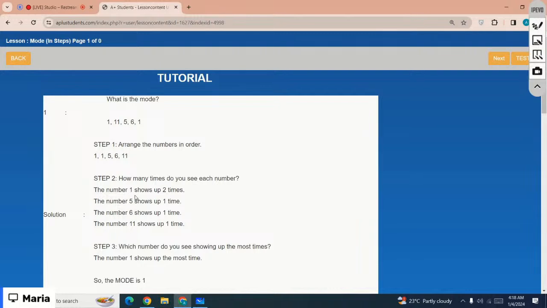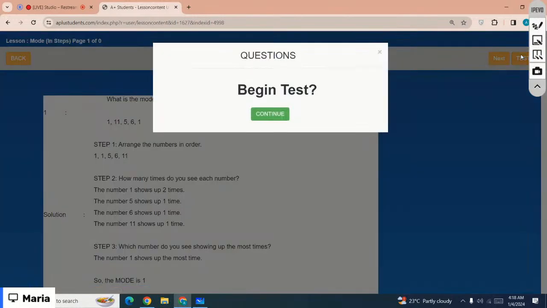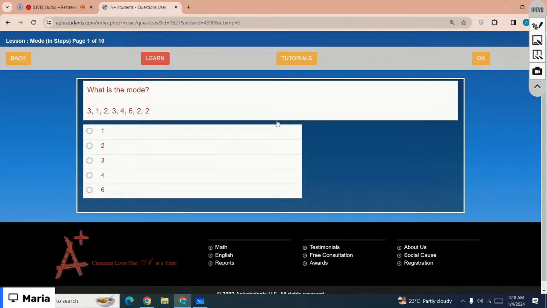Let's just start with the test questions. That is not 0 minus 2 is 6. What is the mod? Which is the correct option?